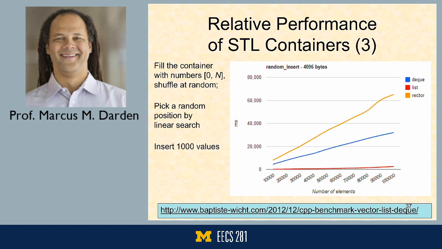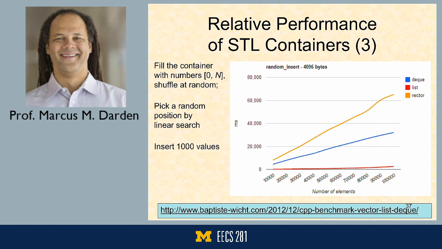How about insertion? So we take some numbers, shuffle it at random, pick a position, go to that location, and insert 1,000 values. Almost constant with the list, because it's just about finding where to get things going. Once you've got that found, the insertion is constant time in terms of not having to move any additional data.